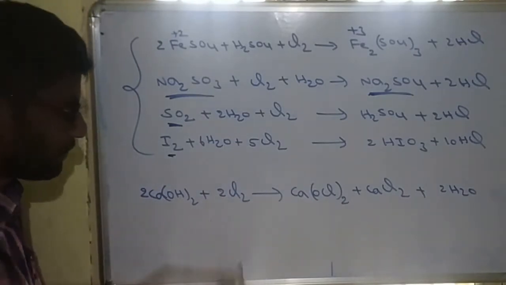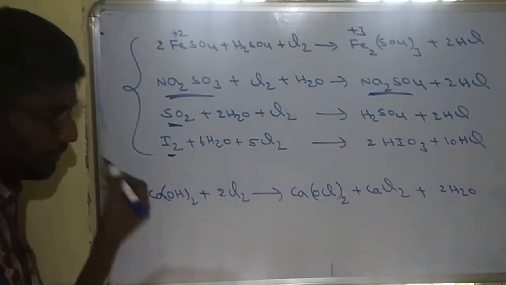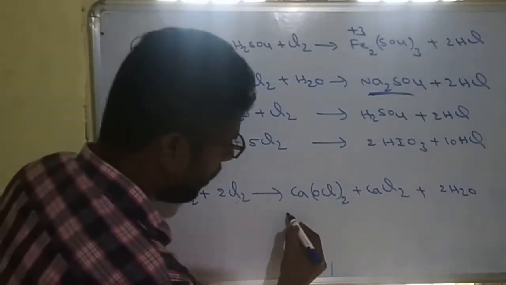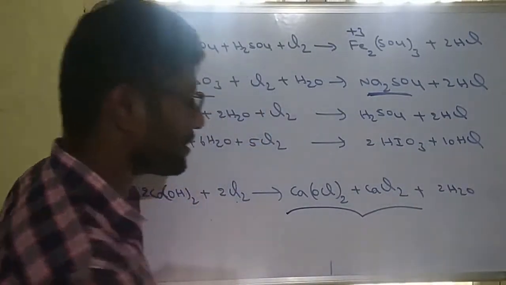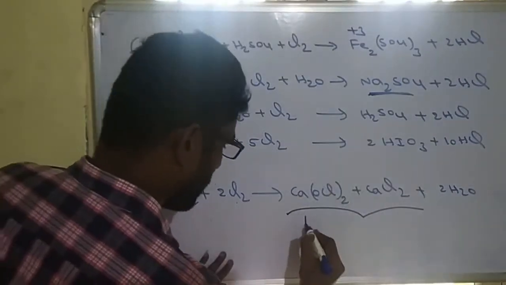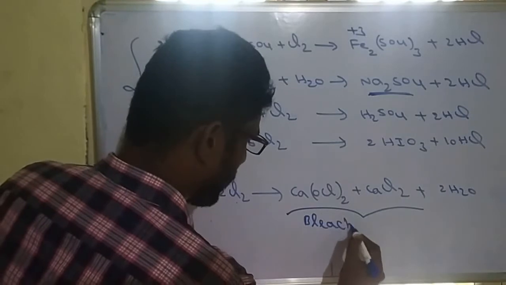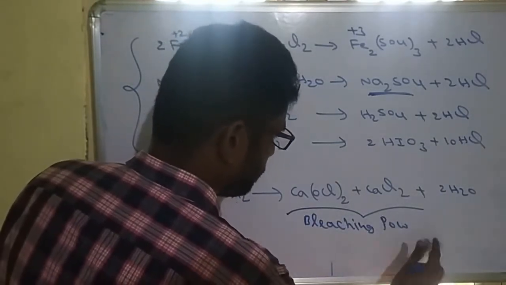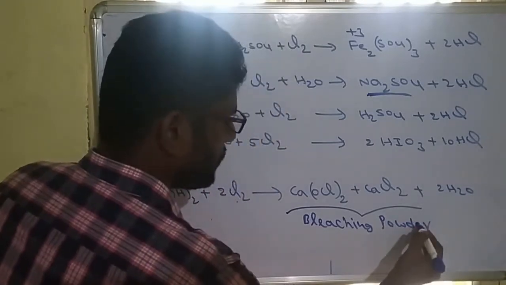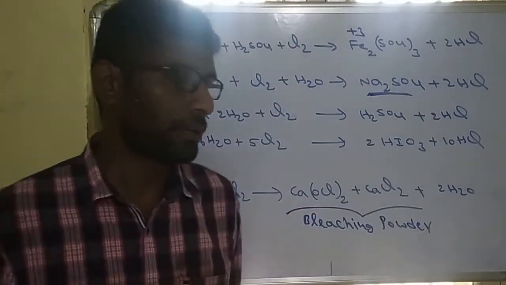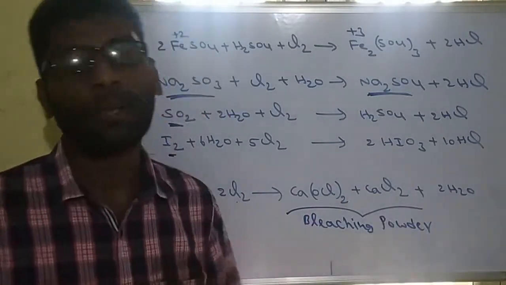Similarly, if chlorine gas is passed through lime water, that is calcium hydroxide, we get a mixture of Ca(OCl)2 and CaCl2 and water. And this mixture is nothing but bleaching powder. So the composition of bleaching powder will be Ca(OCl)2 plus CaCl2. This is called the composition of bleaching powder.